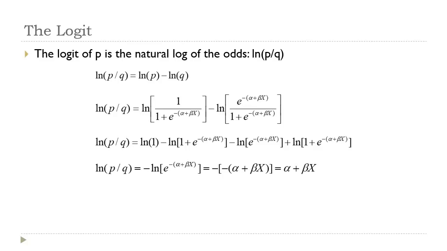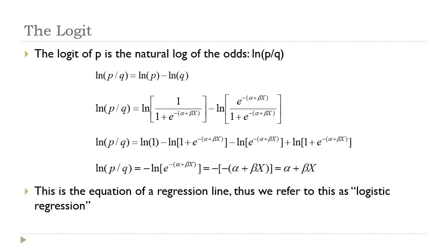Continuing on, I now arrive finally at this answer, that the log of the odds is equal to alpha plus beta x. Wait a minute, that looks familiar. Indeed it does. And now, those of you who are sleeping, wake up. If you're drinking your tea and reading your magazine, hey, over here, look, look. It's time to pay attention again. This is the equation of a regression line. Thus, we refer to this as logistic regression. It's regression using a logit.